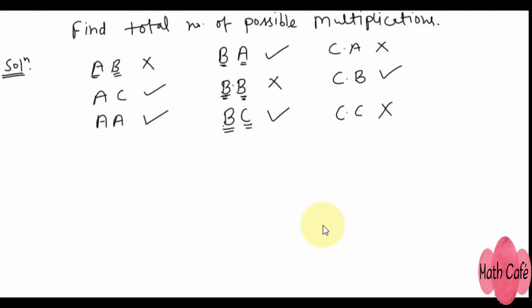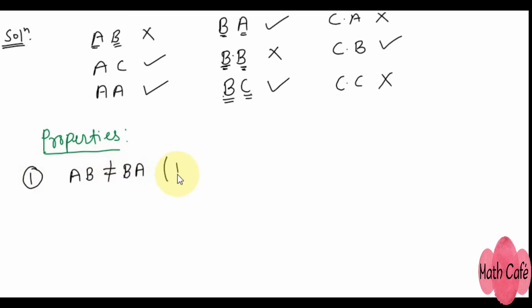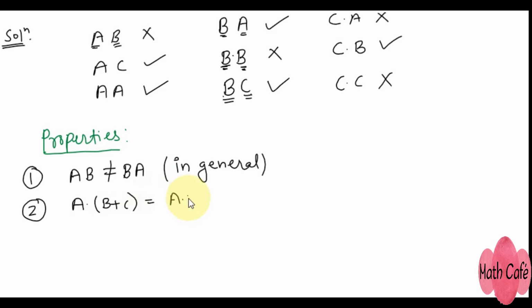Alright, so next we will see some properties based on multiplication of matrices. First property: matrix multiplication AB will not be equal to BA in general. Second point: if any matrix A is multiplied by B plus C, then we can write it as A multiplied by B plus A multiplied by C. And this is called the distributive law.